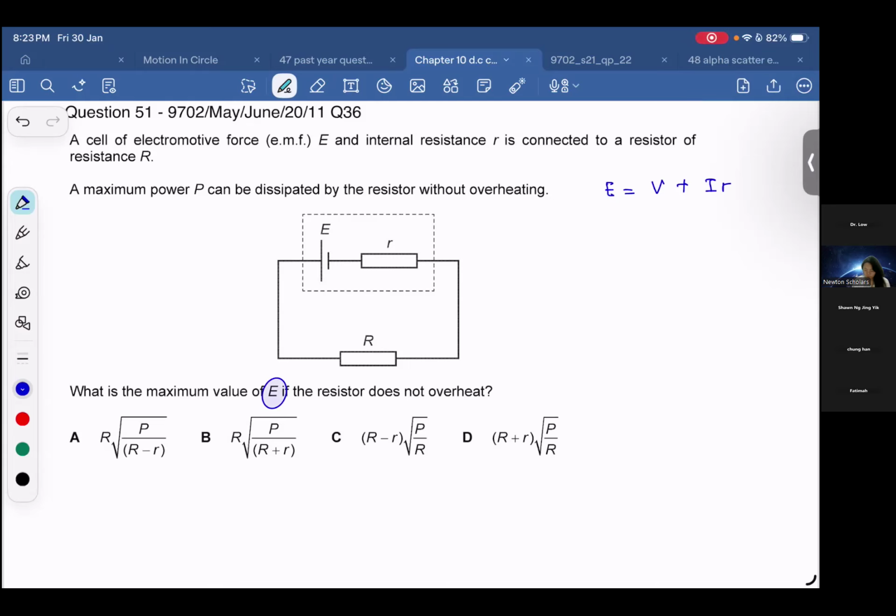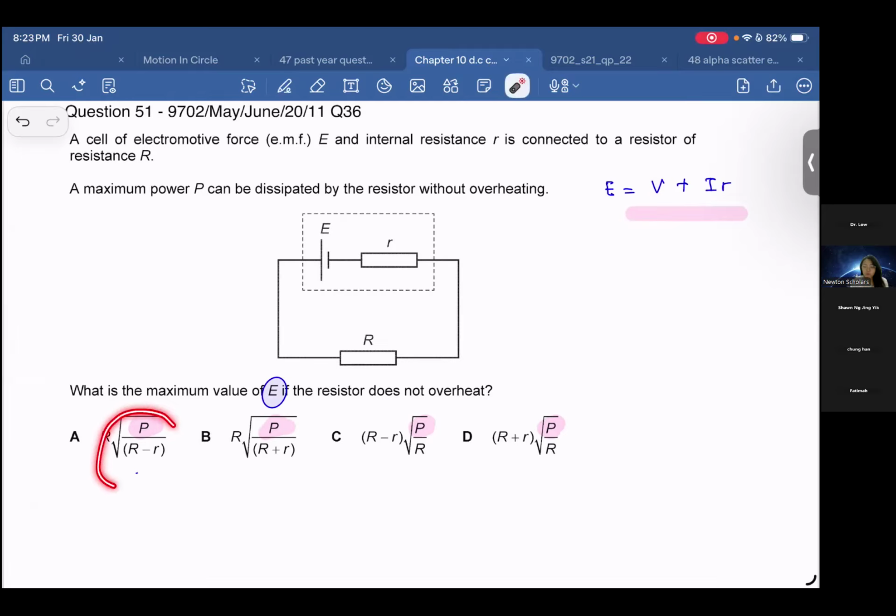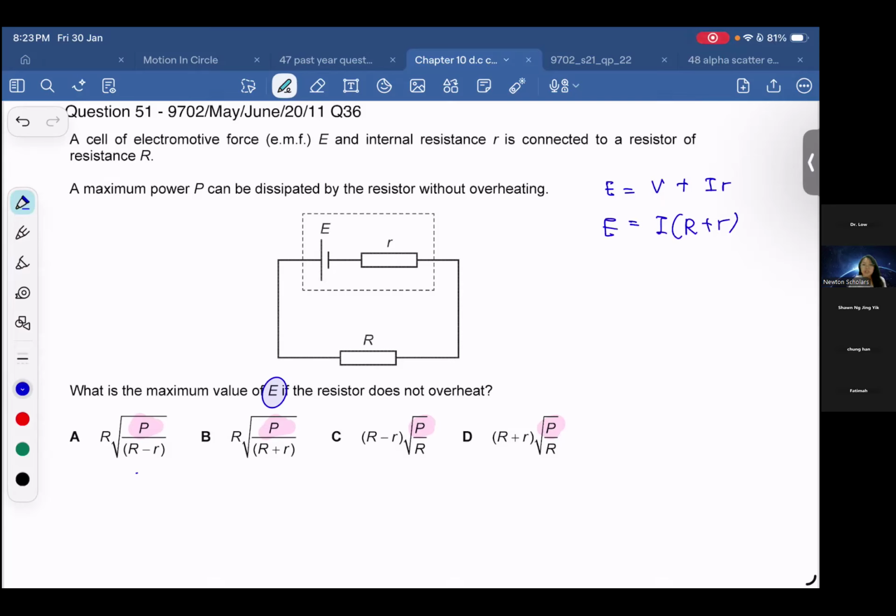What is your E? Your answer is A, B, C, or D, and we have the P here. That means you have to think how to relate the P inside this formula, how to move the P into the formula. Sometimes we don't have an idea, then you have to think. From here, E equals V plus Ir. This one has P, we have the R, we have the small r. Then where is my I? If I rearrange, E also can be I times R plus r. It's actually the same thing.